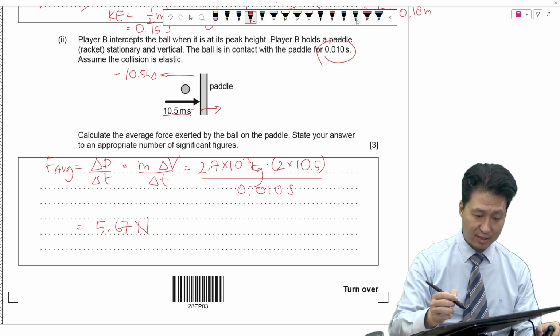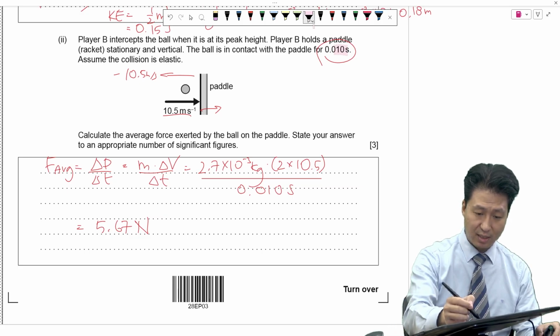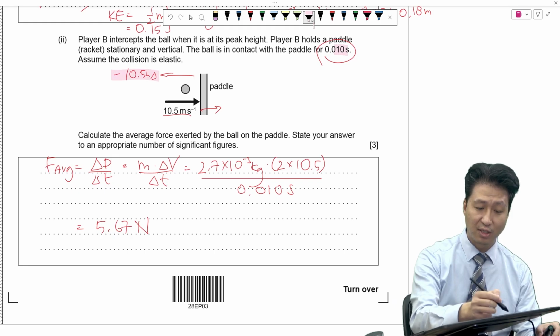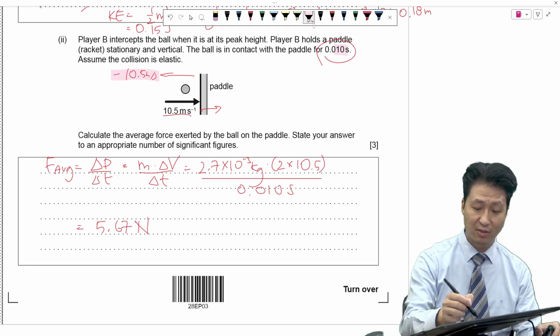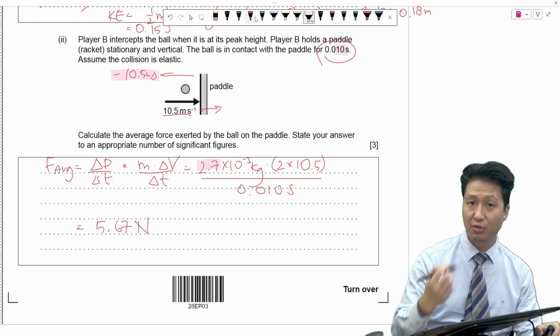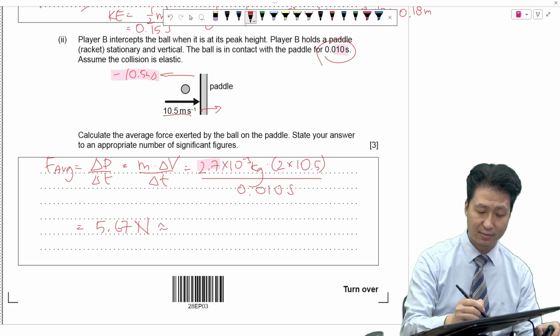If you look at the values, here's 2 significant figures, 3 significant figures, 2 significant figures. You should probably round this to 2 significant figures then.